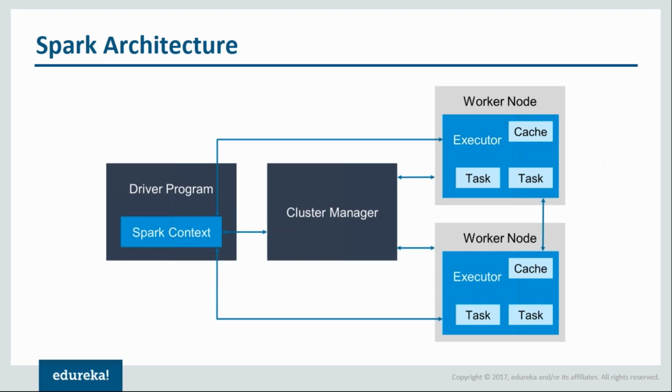Now the executors will execute the various tasks assigned to them by the driver program. At any point of time when the Spark application is running, the driver program will keep monitoring the set of executors that is running the Spark application code. The driver program also schedules future tasks based on data placement by tracking the location of the cached data. So I hope that you've understood the architecture of Spark. Any doubts? All right, no doubts.